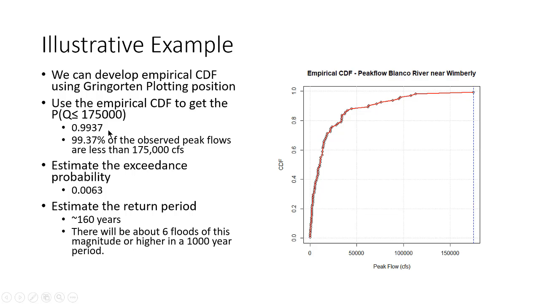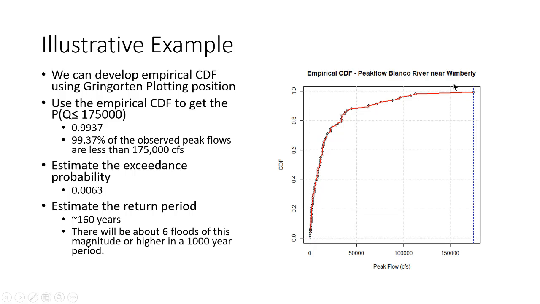So if I run that code, it gives me that the P of Q less than or equal to 175,000 is 0.9937. And what this means is that, given our observed record, the flow of 175,000 has not been exceeded 99.37% of the times. So 99.37% of the times the observed, not just the observed, but the population streamflows are less than 175,000.